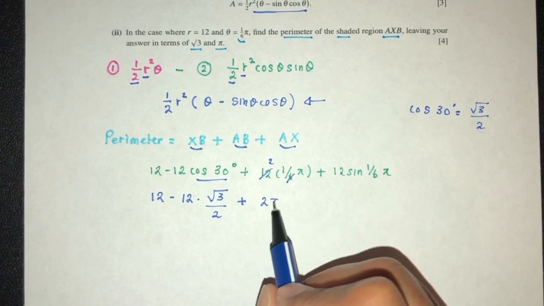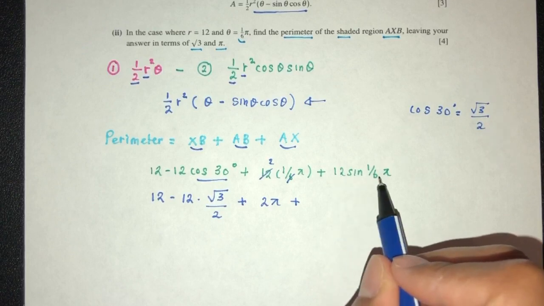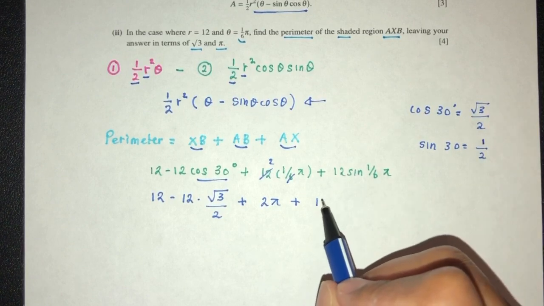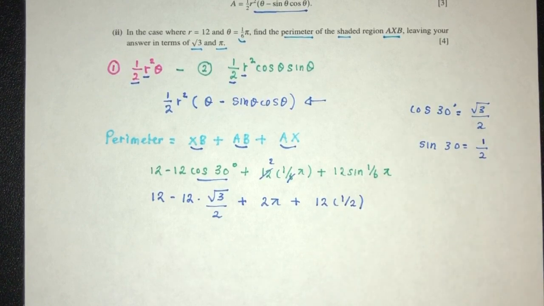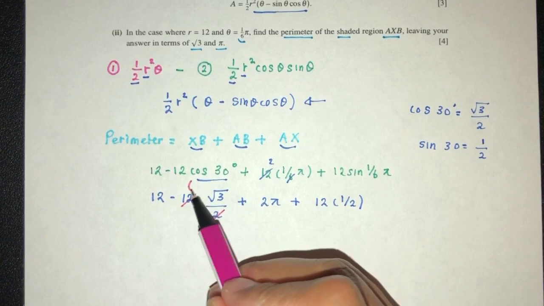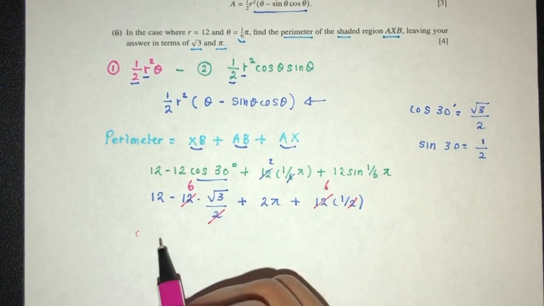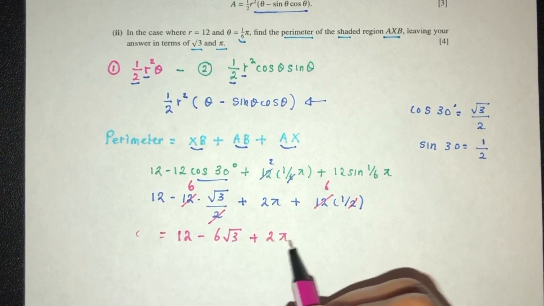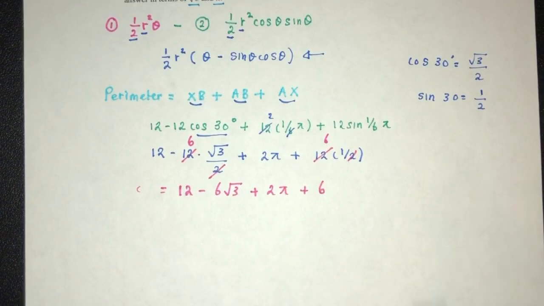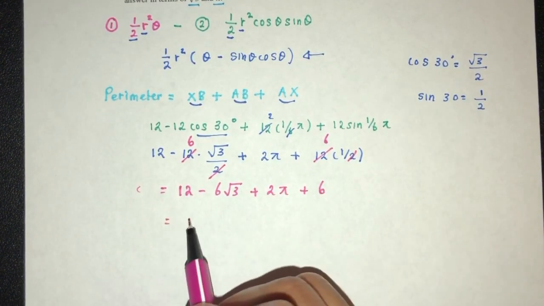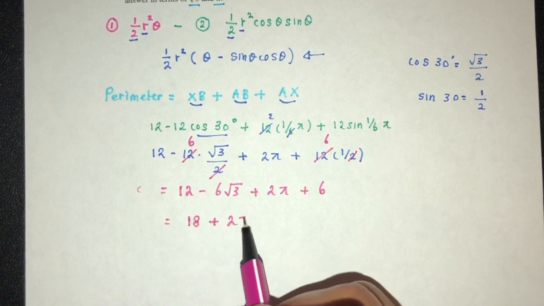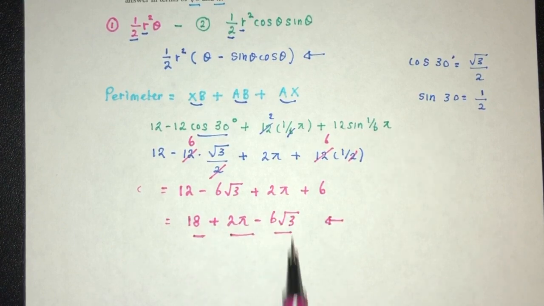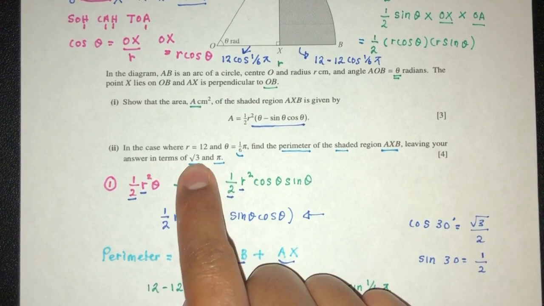Plus, this will cancel out. You will have 2 pi plus 12 sine 30, you can check on your calculator, should be half. That should be 12 times half. So simplify, this will cancel out with this. So you'll have 12 minus 6 root 3 plus 2 pi and plus 6. So simplify, this plus this will be 18 plus 2 pi minus 6 root 3. And this will be your answer, or the exact value for your perimeter in terms of root 3 and pi.